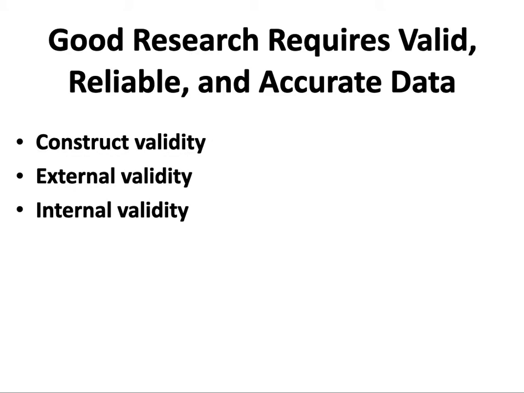Construct validity is the extent to which variables measure what they are supposed to measure. External validity is the degree to which the findings of the study can be generalized to other people, settings, or situations. And internal validity is the degree to which the effects observed in an experiment are due to the independent variable and not some other variable or confound.